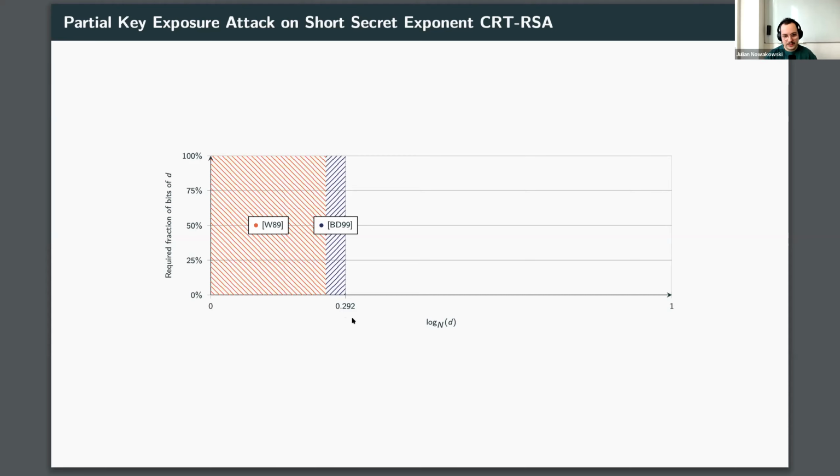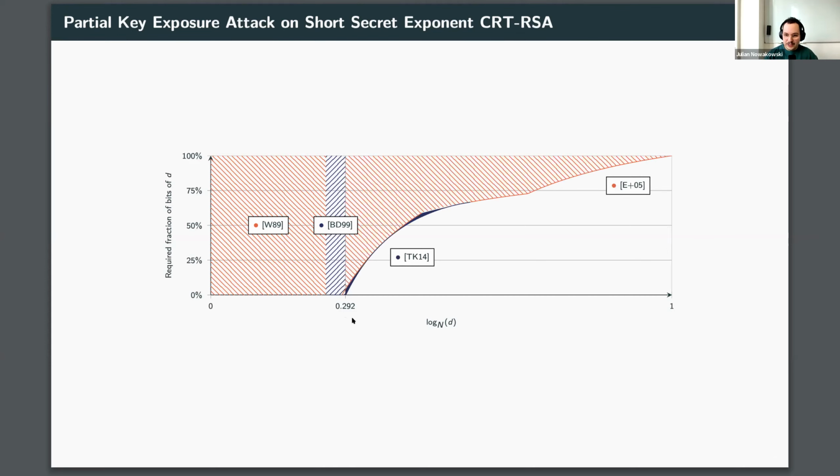But you can show much more than this, and these are the results here, and they nicely extend this. What you can see is that if you are slightly above this bound of 0.292, then you have to know a really small fraction of bits to break RSA in polynomial time. And then the larger d gets, the more bits you have to know. But as you can see, as long as d really is smaller than N, then less than 100% of the bits of d are sufficient.